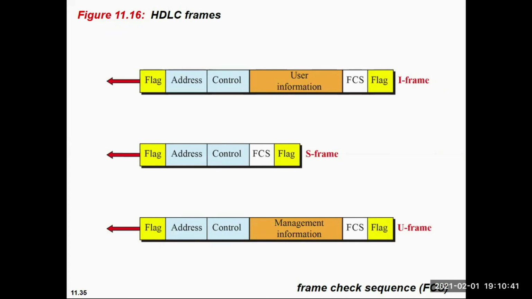And before the last flag, you are seeing FCS. That FCS is basically frame check sequence. So frame check sequence is a 16-bit CRC code for detecting errors in the address or control or information field.